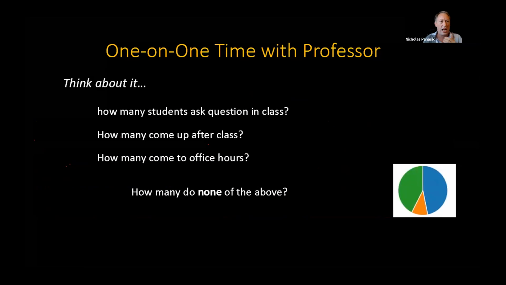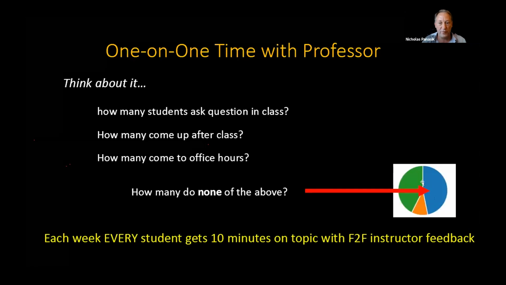Think about it. How many students ask questions in class? In your typical class? Few, 4, 5, 6, 7. How many come up after class? 2, 3, 4, 5. They might ask you, well, I'm thinking about it this way. Is it correct? And you can comment on it. How many come to office hours? Okay, you probably get a few there as well. How many do none of the above? Okay, it's that group right over here, that 47%, that now they're engaging with you in this one-on-one video, coming back, and you're coming back at them with the video.